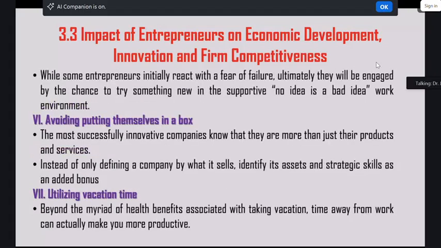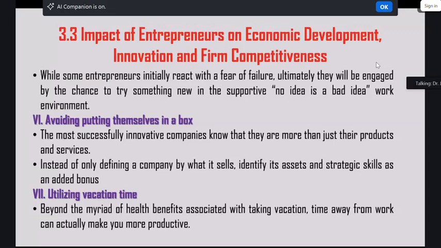So the sixth point is avoiding putting themselves into a box. That's the reverse of what we have previously talked about, that the most successful innovative companies know that they are more than just their product and their service. Instead of only defining a company by what it sells, identify its assets and strategic skills as an added box. So that means we need to avoid putting ourselves in the box.